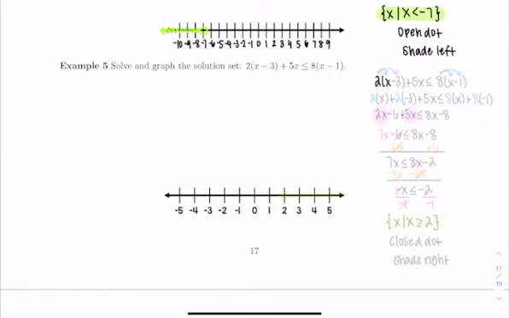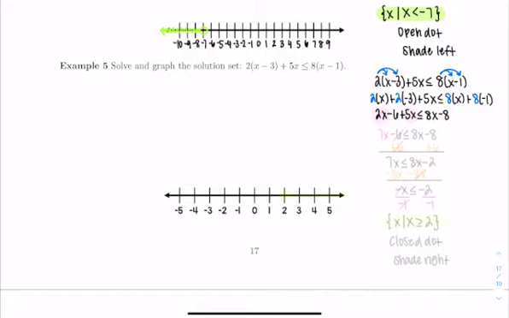We have 2 times x minus 3 plus 5x is less than or equal to 8 times x minus 1. So the first thing we need to do is distribute so we can get rid of the parentheses. And we're going to do that on the left and the right-hand side. So we have 2 times x, and we have 2 times negative 3, plus 5x is less than or equal to, we have 8 times x, and then we have 8 times negative 1. So let's go ahead and multiply and simplify. On the left, we have 2x minus 6 plus 5x is less than or equal to 8x minus 8.